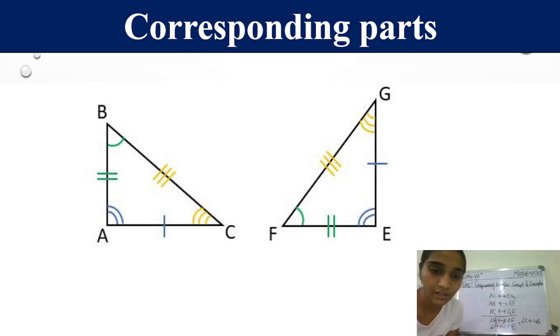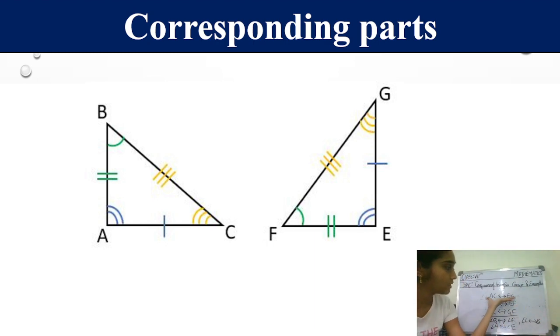Yes, students, very good. I hope it is clear to you. So the simple way is to remember the corresponding parts. What you have to see is the equality sign. Yes, equality sign means one side of one triangle is equal to which side of the other triangle. Okay, it is corresponding to which side.